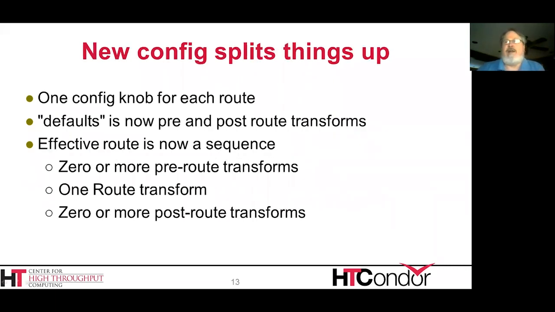The new config splits these things up, so it's much easier to compose your transforms using a bunch of individual configuration steps. There is now a separate config knob for each route. And the job of the job router defaults is now taken up by two lists. There's a list of pre-route transforms and a list of post-route transforms that are applied whenever we apply a route.